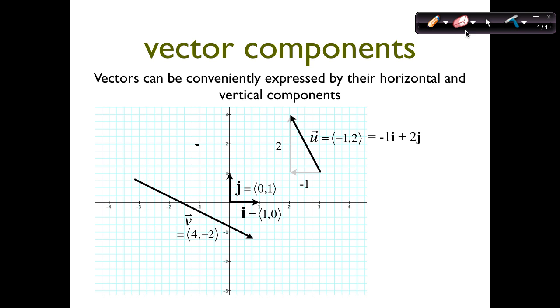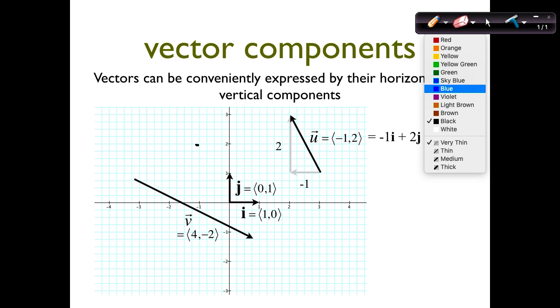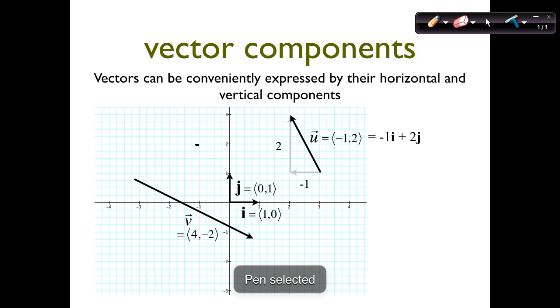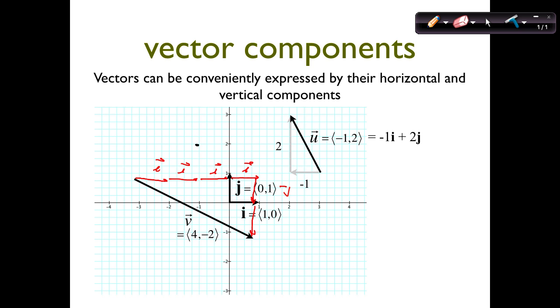Similarly, with v, how could you write v? 4i minus 2j. So it's like if I were to add together 4 i's, there's 1, 2, 3, 4 i's. And then minus 2 j's, so a minus j and another minus j. The sum of those six vectors would be the same as vector v, right? So that's 4i minus 2j.